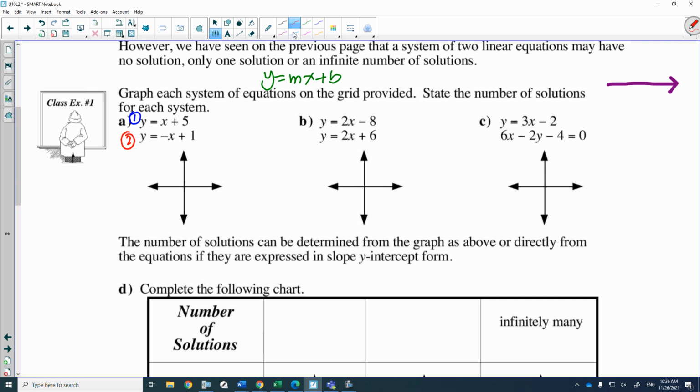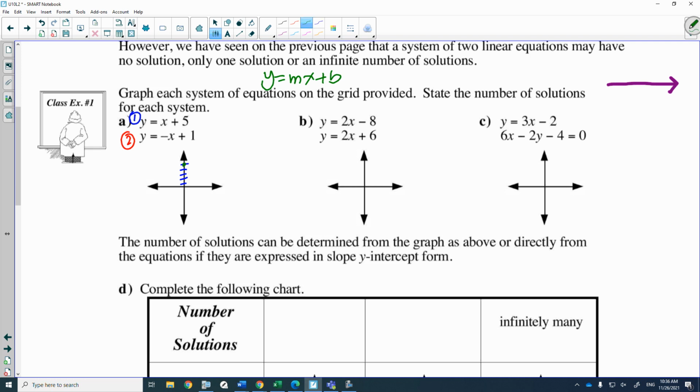So system number one, I'm going to put in blue. This is in y is equal to mx plus b. What is the y-intercept of this system? It is 5. Yep, the y-intercept of this system is 5. So 1, 2, 3, 4, 5.